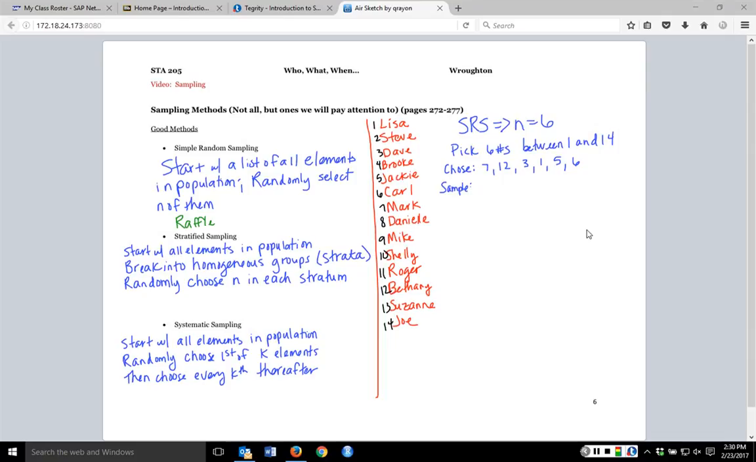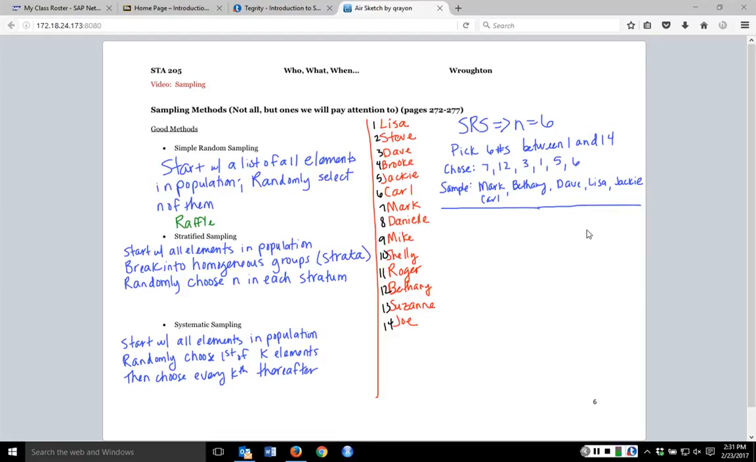So my sample then will be Mark, Bethany, Dave, Lisa, Jackie, and Carl. So that would be an example of just a simple random sample.